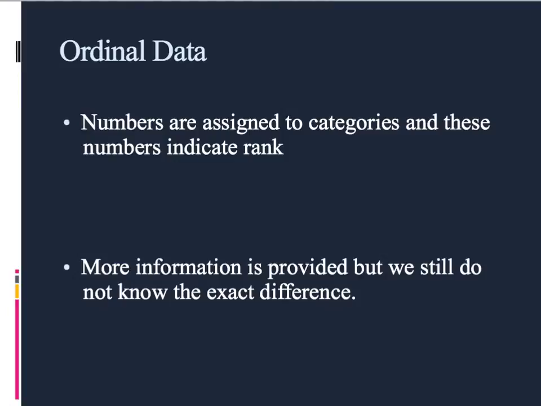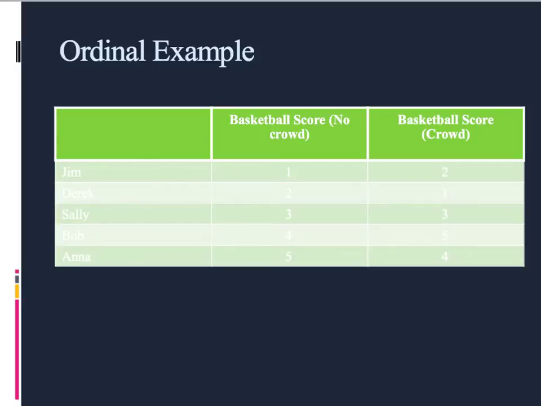Ordinal data is the second one. Ordinal data is when we rank data, or we've got ranking data. A really easy way to look at this is to look at an example. What I've got here is a group of subjects, and they've each taken 10 basketball shots in front of no crowd and then in front of a crowd.